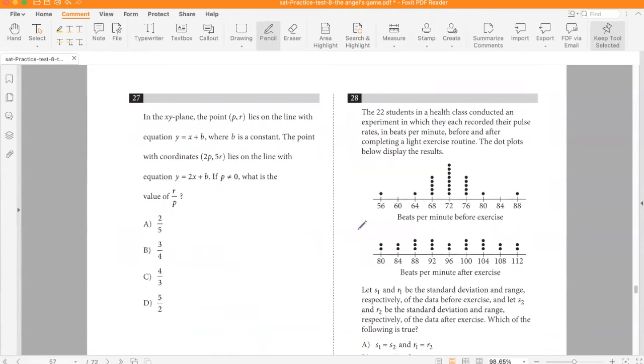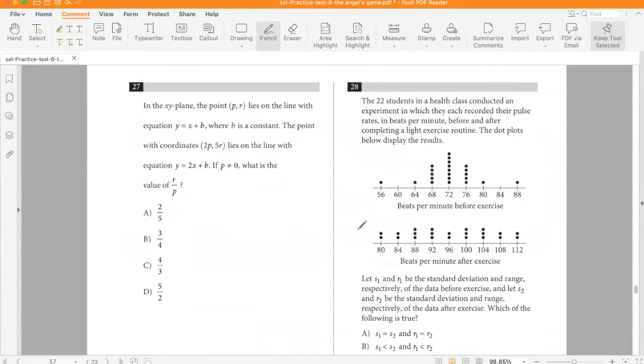In the xy plane, the point (p, r) lies on the line with equation y equals x plus b, where b is a constant. The point with coordinates (2p, 5r) lies on the line with this equation. What is the value of r by p? Okay, so (p, r), so r is p plus b, and 5r is 2p plus b, right, from the second equation.